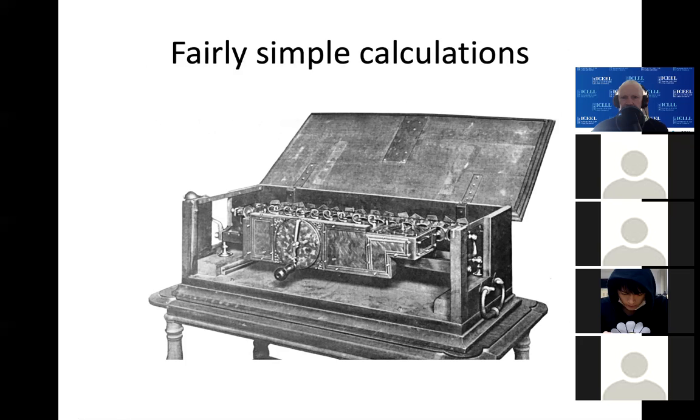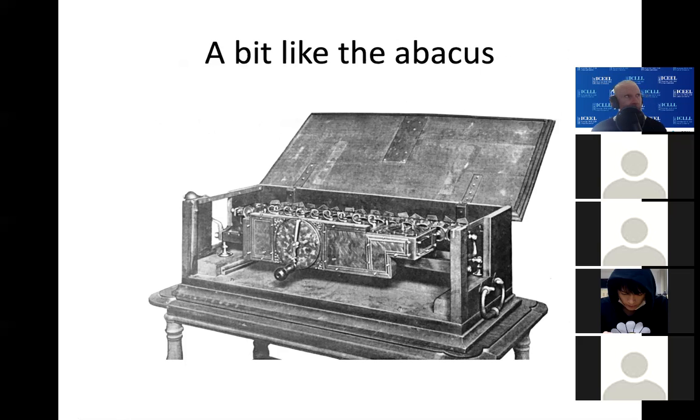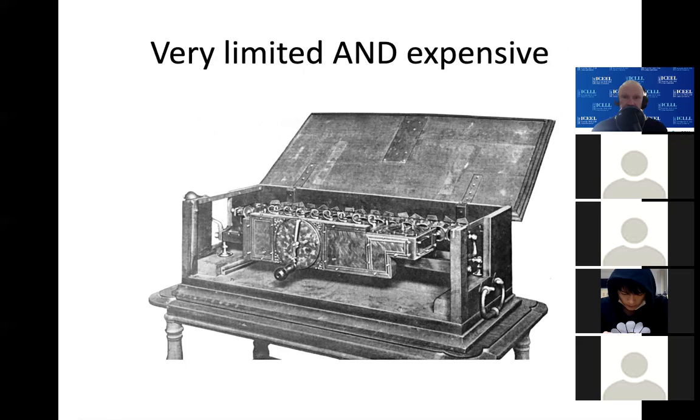And they carried out, as I say, fairly simple calculations, nothing very complicated, even though it's a very complicated machine. The job it did wasn't very complicated. It's a bit like the abacus in a sense. It's very limited and it was expensive. So the people who had this would be only the richest people, maybe a government or something.